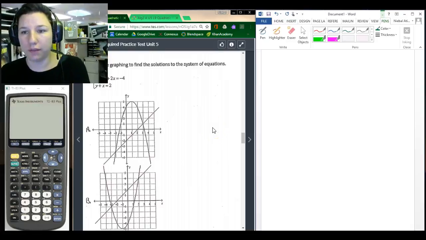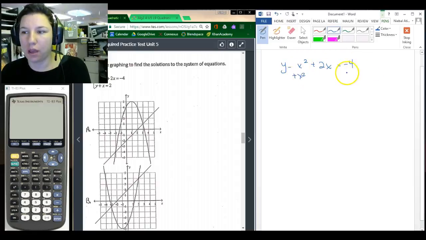Number 10, use graphing to find the solutions to the system of equations. They're being a little bit mean here, and they gave you these equations not solved for y. So that's really your first step, is to solve these for y by isolating the y variable, getting it by itself.